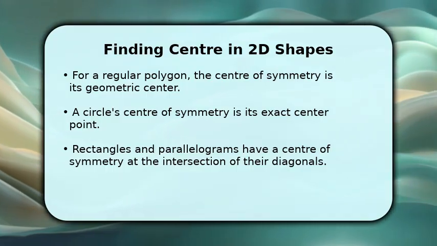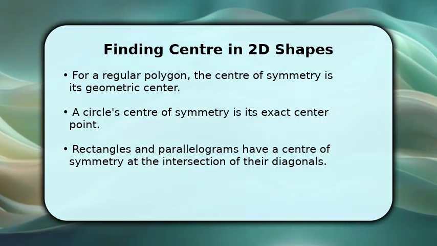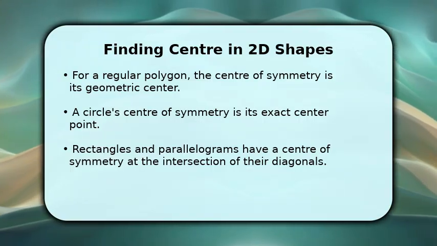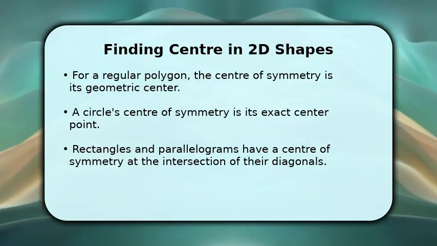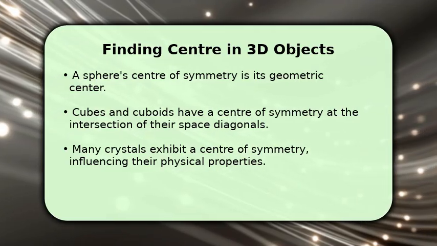For shapes such as rectangles or parallelograms, you can find this point by drawing the diagonals. Their intersection marks the center of symmetry. This method provides a straightforward way to locate the point of inversion. Moving to three-dimensional objects, the principle remains similar.